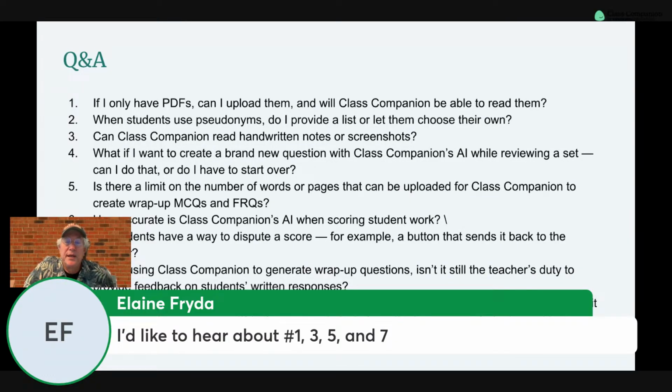Your other question was number 3. Yes, it can also read handwritten notes, and most definitely it can read screenshots. No problem with screenshots. With the handwritten notes, I don't have a lot of experience with that. I don't upload my own handwritten notes, but I do know that when it comes to Class Companion assigning FRQs, which includes short answer questions, it does have the ability to read the handwritten notes. I've just never tried it.